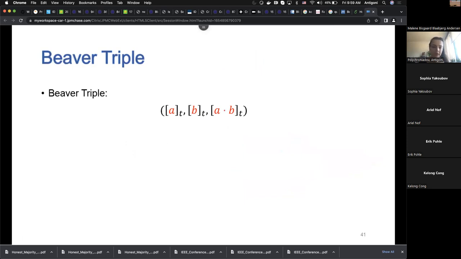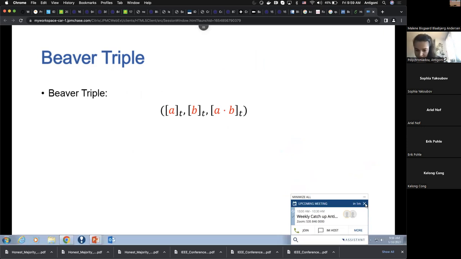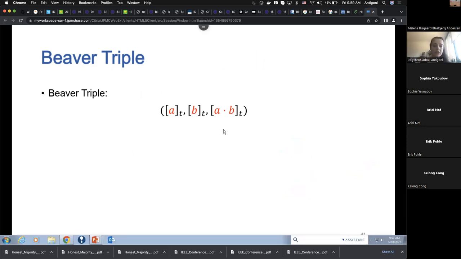So before going back to show how we can solve this, let's recall Beaver triples. I didn't watch all the talks in the workshop, but I'm sure that somebody talked about this.